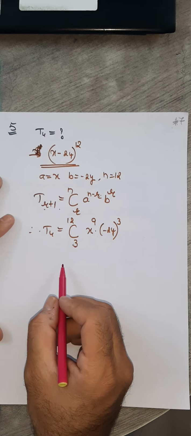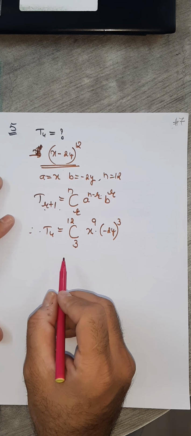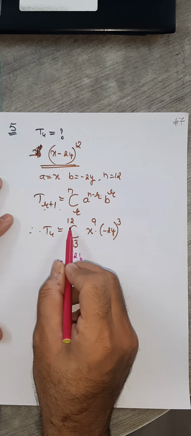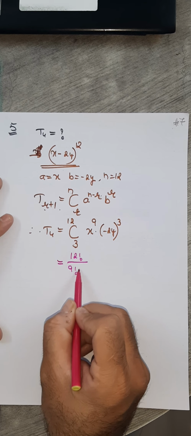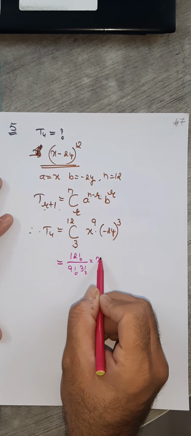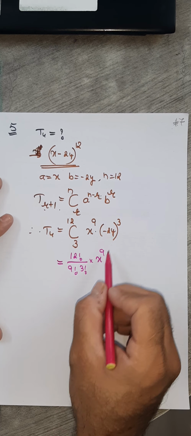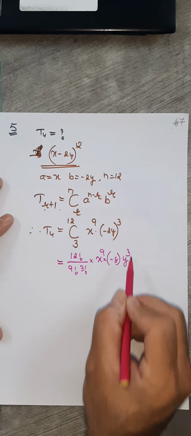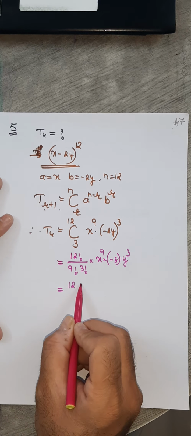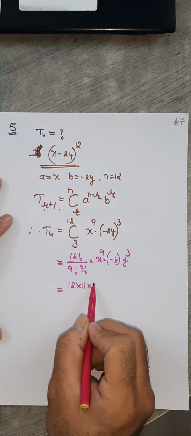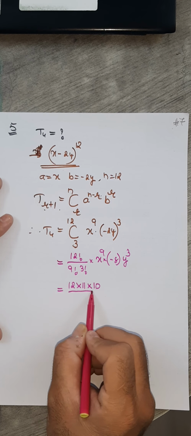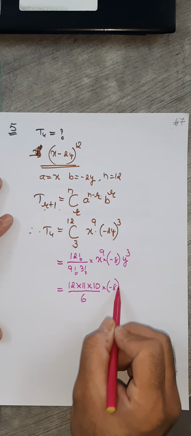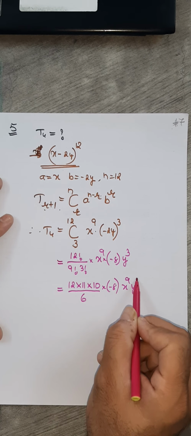Fine. So you have been asked the complete T4. So you need to simplify, remember. What's the simplification here? 12 factorial upon 9 factorial into 3 factorial. X raised to 9 as it is. This is nothing but, you know, minus 8, and this is y cube. Now this is 12 into 11 into 10 into 9 factorial. Will get cancelled. This is 6. Here into minus 8, x raised to 9 into y cube.